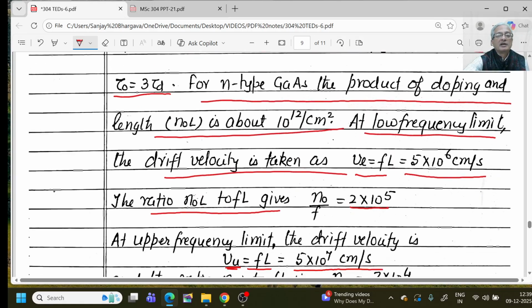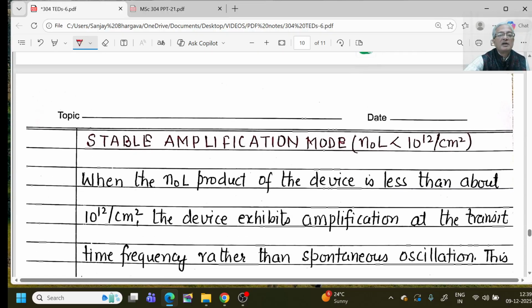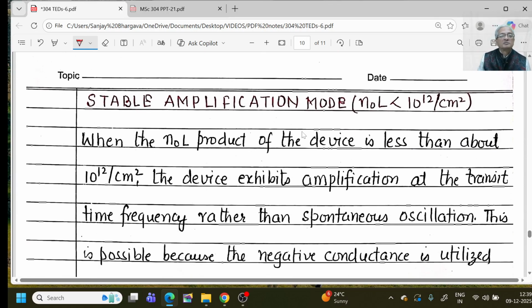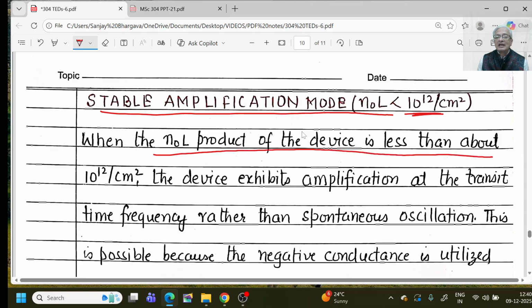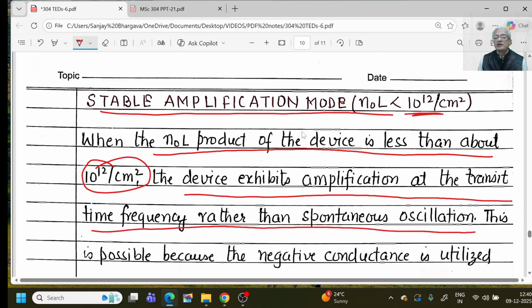Now let us pick up the next topic as stable amplification mode, where N0L is less than 10 raised to power 12 per centimeter square. Up till now N0L was either equal to 10 raised to power 12 or greater than 10 raised to power 12. Now we have less than 10 raised to power 12 per centimeter square. When the N0L product of the device is less than about 10 raised to power 12 per centimeter square, the device exhibits amplification at transit time frequency rather than spontaneous oscillation.